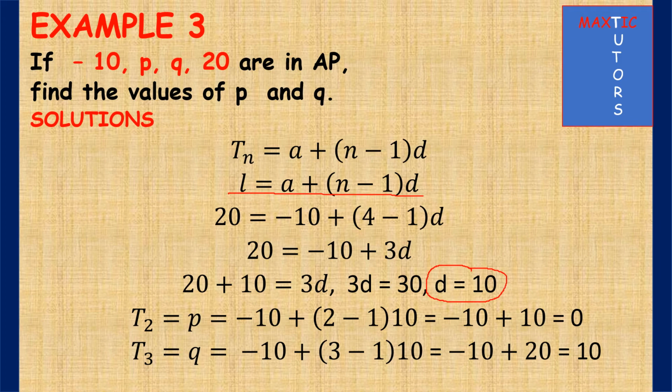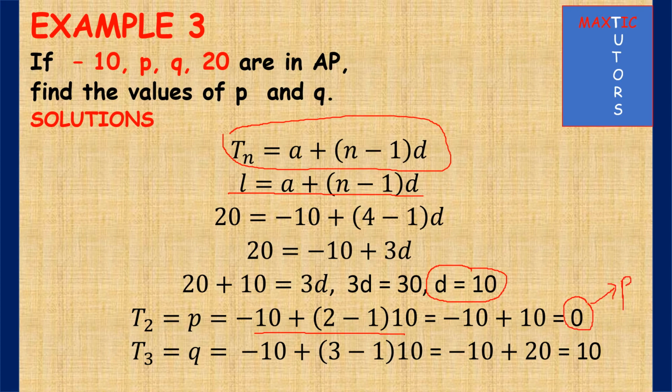Now, P is the second term, so I write T2. When I use the formula for the nth term of an AP and substitute, I'm going to get T2 to be 0. So that means my P is equal to 0, because P is the second term. If I go ahead to find T3, which is the third term, and I substitute in the formula, then I'm going to have T3 to be 10. So that means 10 is equal to Q. Let's go on.